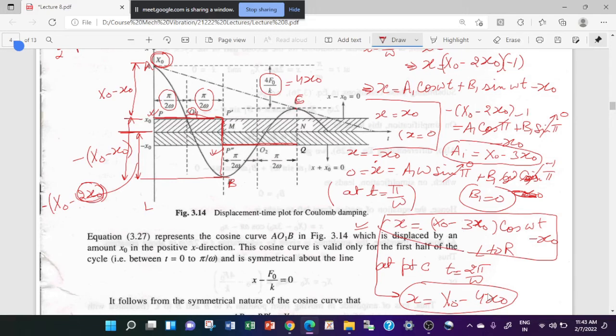So you can say in this Coulomb damping, the decay in the amplitude is given by 4 f naught upon k, where f naught is the frictional force. So if you know the frictional force, you can find the decay in the amplitude in the Coulomb damping. Now you can also find the same decay in the amplitude by the energy method.